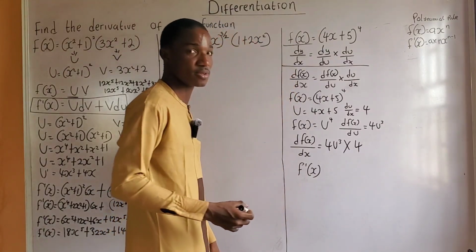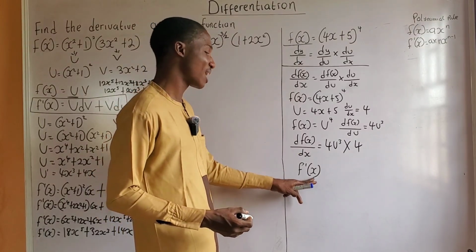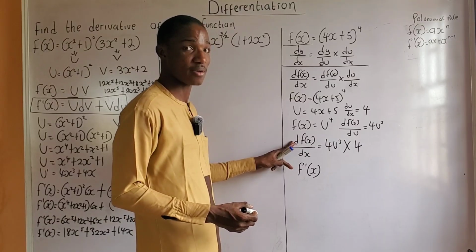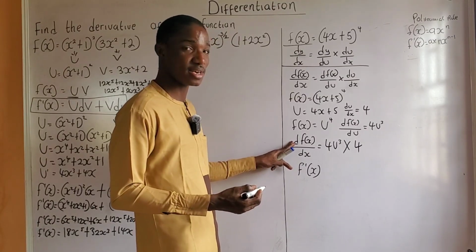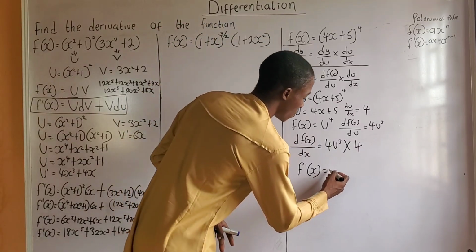Hello, listen to me carefully. What I have here is still the same thing as this. Are you getting it? You can write the derivative as this, and you can also write the derivative as this. Do you understand? So don't get confused. They are the same. So the derivative of f of x is equal to 4.